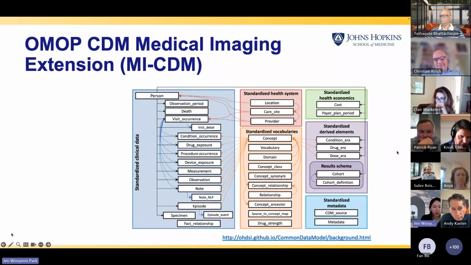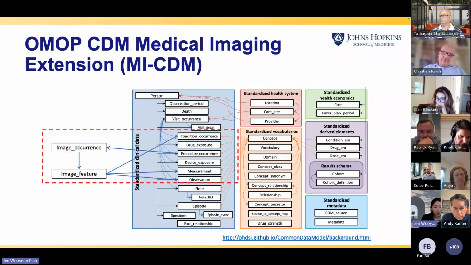This is the current 5.4 common data model, and as per the imaging extension model, we would like to propose adding two new tables: the image occurrence and image feature tables. I want to highlight that the image occurrence and feature tables pertain to image-level, pixel-level data information, and radiology notes or pathology notes, such as unstructured text information, will defer to the note and note NLP tables. We emulate the structure of the note and note NLP tables, such that image occurrence holds metadata information about the images, and the image feature table holds more detailed information.